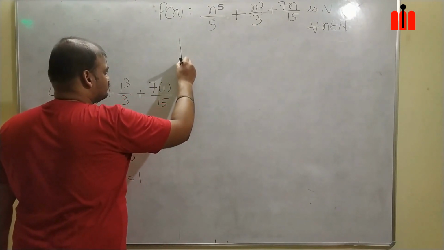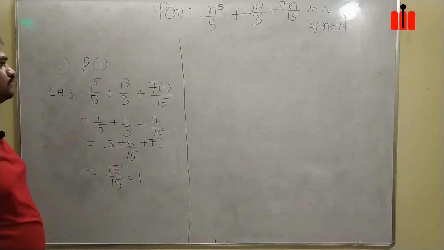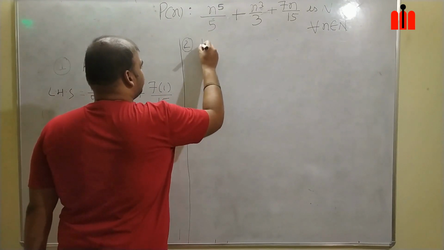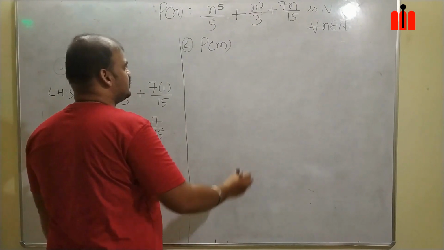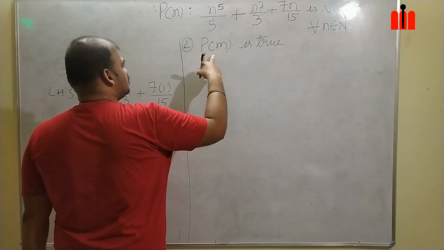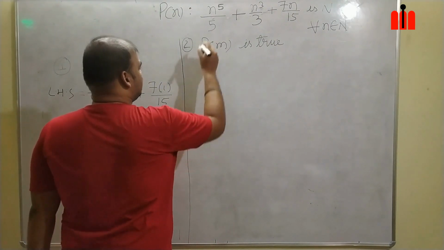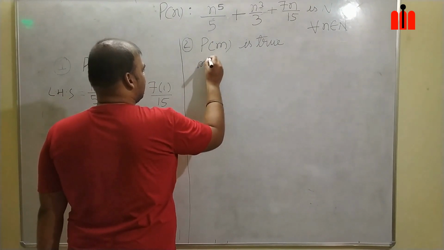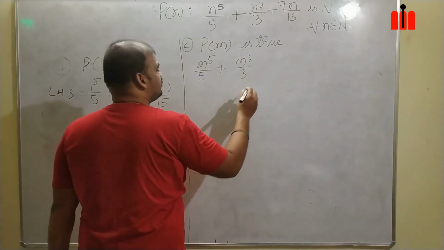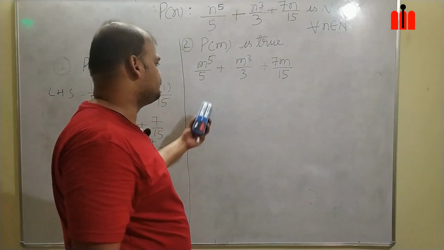Now I will go for my Pm. Second step, I will assume that my Pm is true. Once I assume that Pm is true, I will come up with a concrete statement. So for Pn, we have n to the power of 5 by 5 plus n cube by 3 plus 7n by 15. So for Pm, we have to substitute n with m. So we will get m to the power of 5 by 5 plus m to the power of 3 by 3 plus 7m by 15. So this is my LHS.